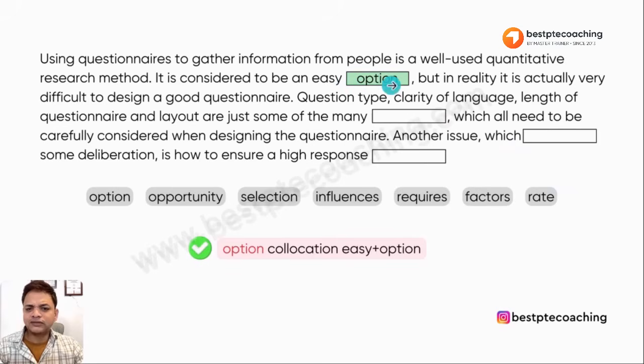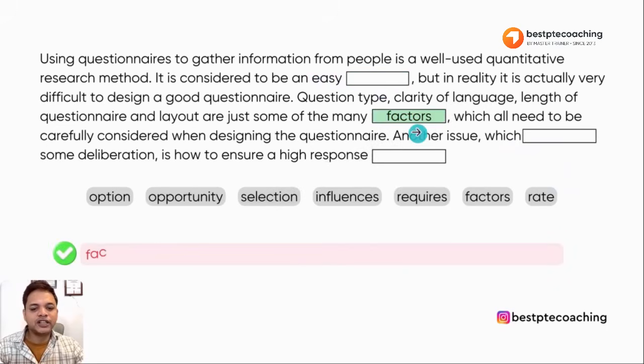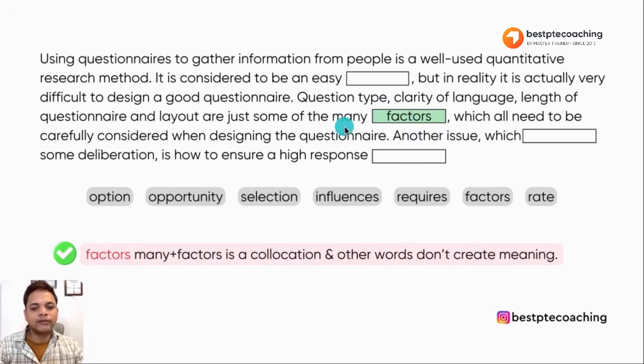Collocation, easy option. And also we were looking for a singular noun, and this is the most suitable thing which is available in the options. Many requires what? More than one. Many factors is also collocation, right? Okay. Let's say a student's university admission depends on many factors, right? It depends on many factors. Example statement I'm giving you.